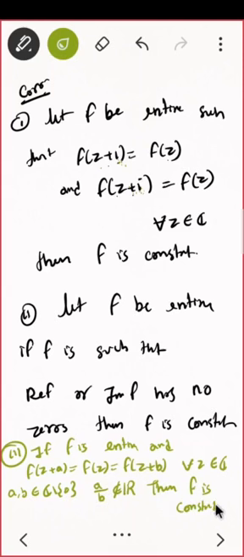This you need to remember. Your e upon b must be non-zero, and e upon b must not belong to R.